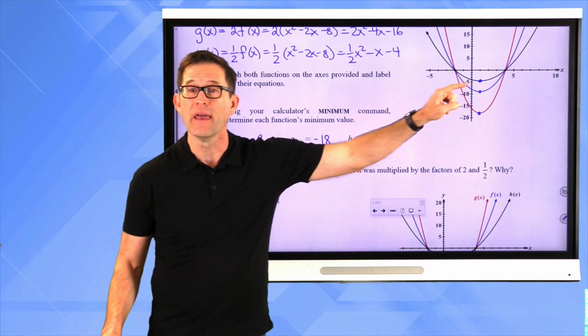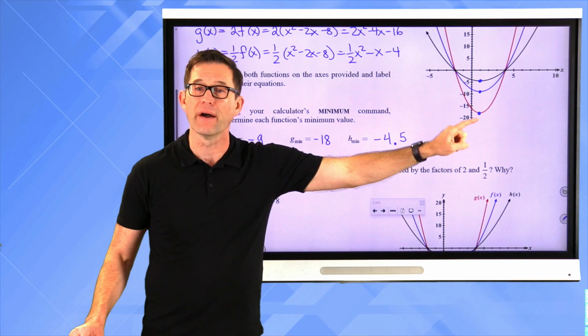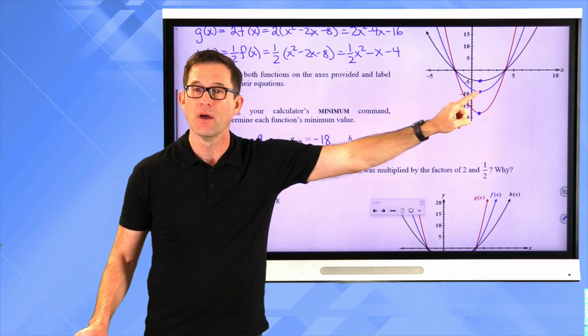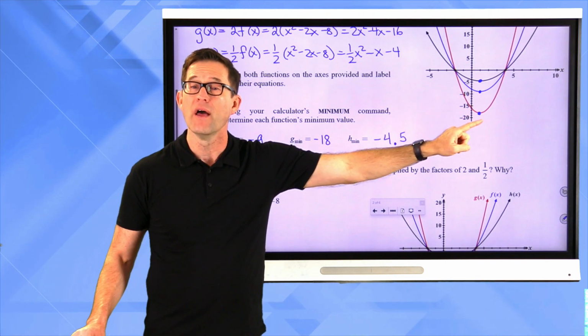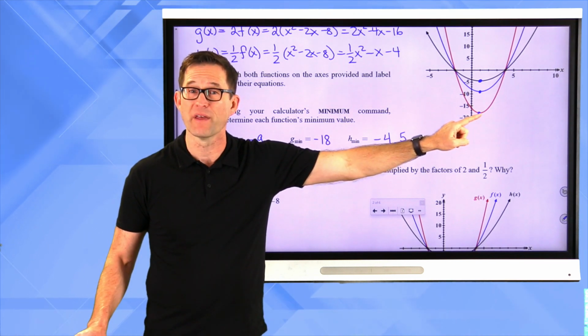Now notice, it was only the y value that actually changed. We started here, and when we multiplied the entire function by 2, that became twice as far from the x-axis.